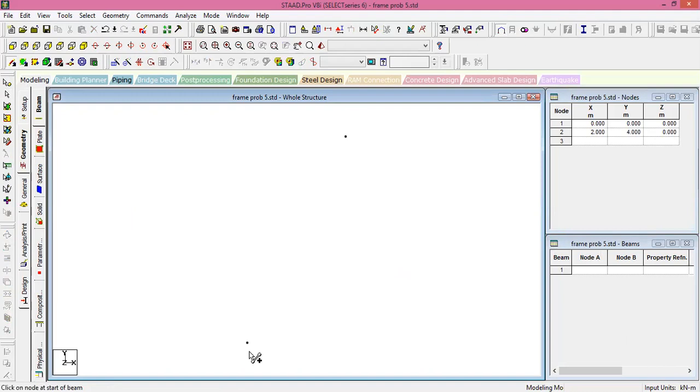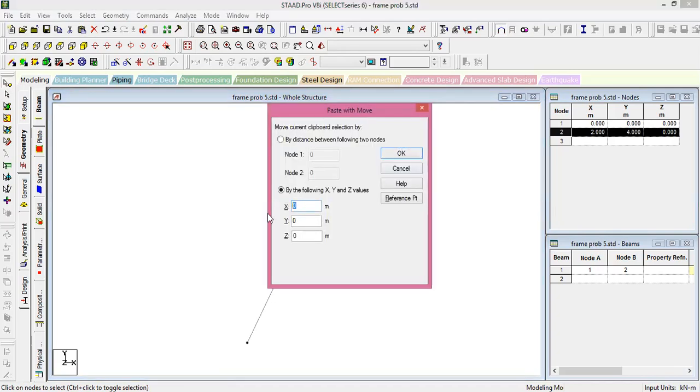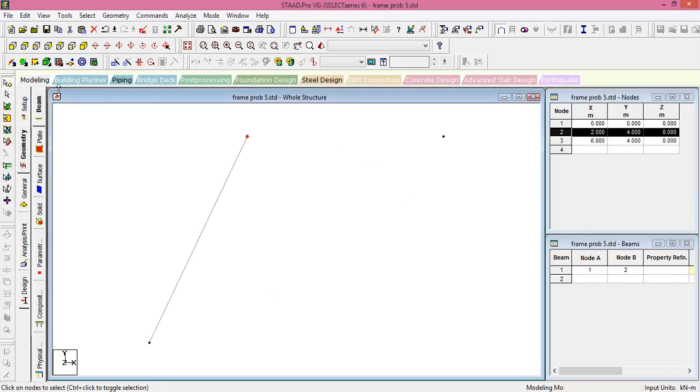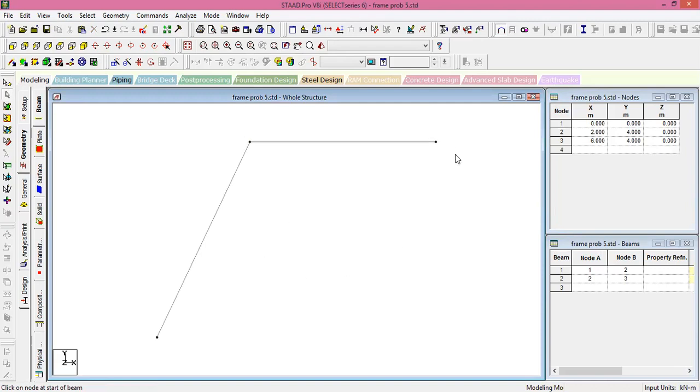We can join these two nodes, and we have a node at a distance of 4 meters from here. So therefore, Control C, Control V, x equal to 4 meters. You got joint number 3. Connect these two. So this completes the modeling.